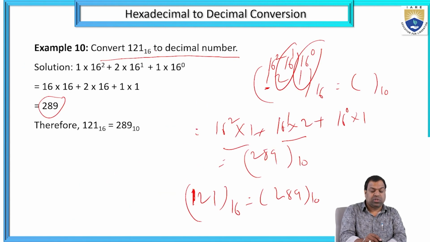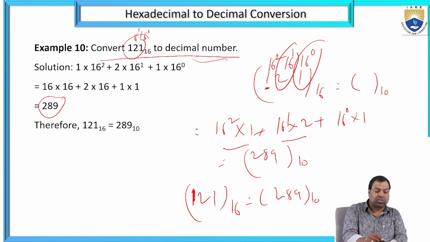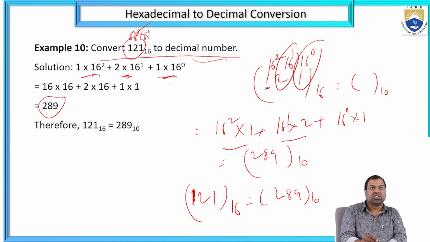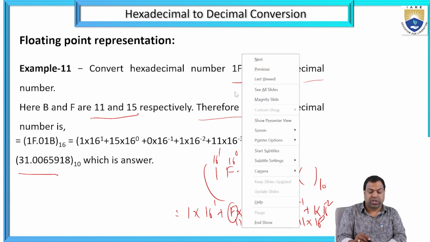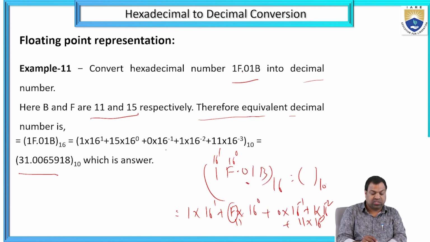Here 121 base 16 to a decimal value. The place values are 16 power 0, 16 power 1, 16 square. So 1 into 16 square, plus 16 power 1 into 2, plus 1 into 16 power 0. Finally we got 289. So 121 base 16 is 289. Floating point representation of hexadecimal to decimal: 1f.01b. For the fraction I take 16 power minus 1, 16 power minus 2, 16 power minus 3.